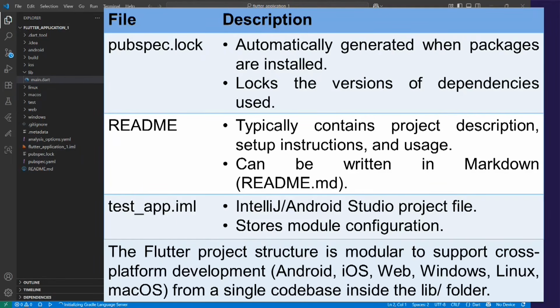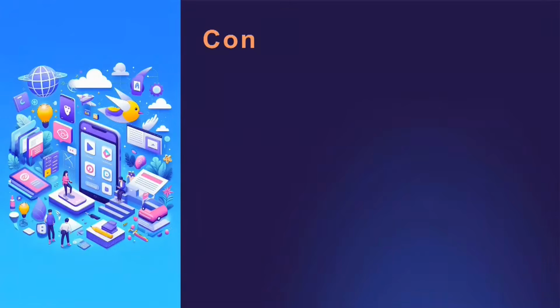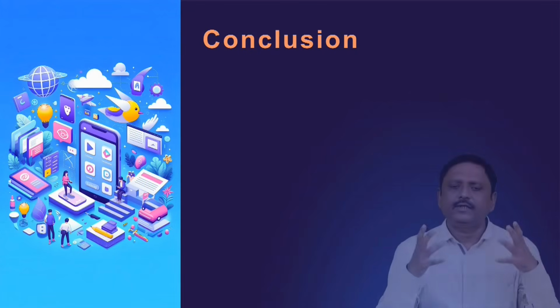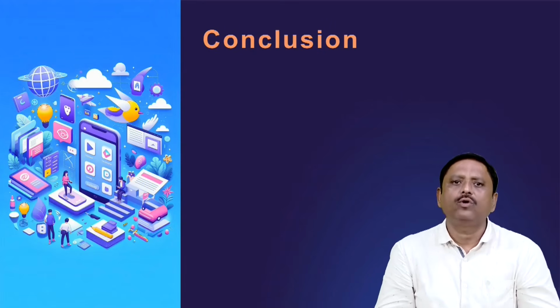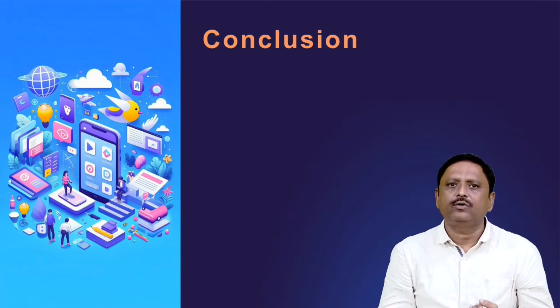So friends, the Flutter project structure is modular to support cross-platform development. You can see there is a folder for Android, iOS, web, Windows, Linux and macOS, with a single code base inside the lib folder. So a single code is there and you can develop an application using the same code for Windows or web or Macintosh or Android.